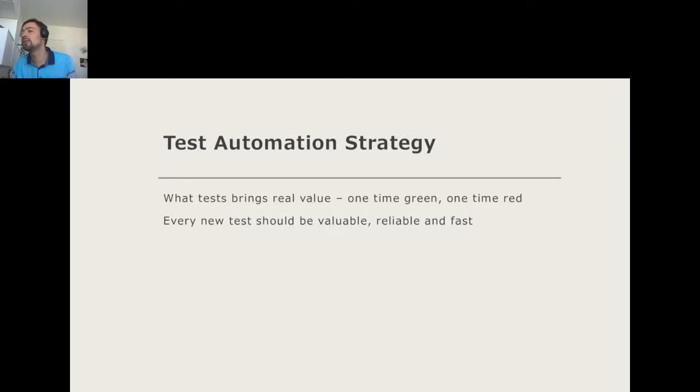It can be different reasons. It can be security, it can be networking, it can be a lot of stuff. But it's always good to realize that these two-valued tests will not bring any real value in the beginning, because what does this say to you? Nothing, right? One time green, one time red. Well, what's the result?